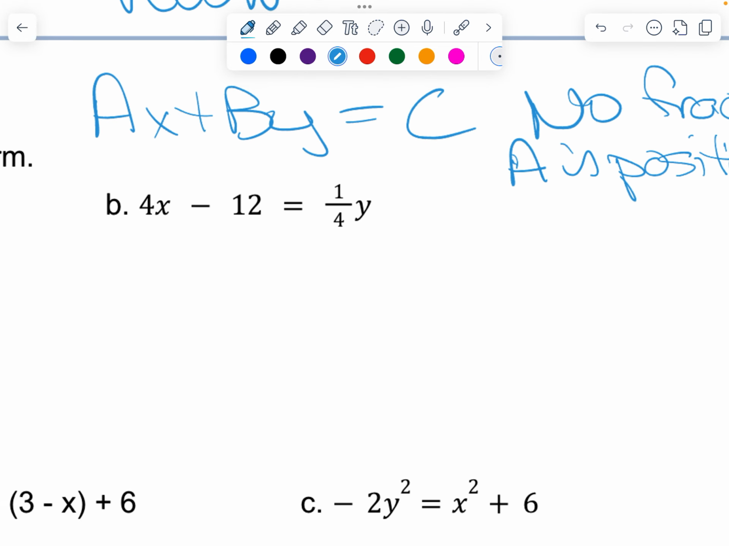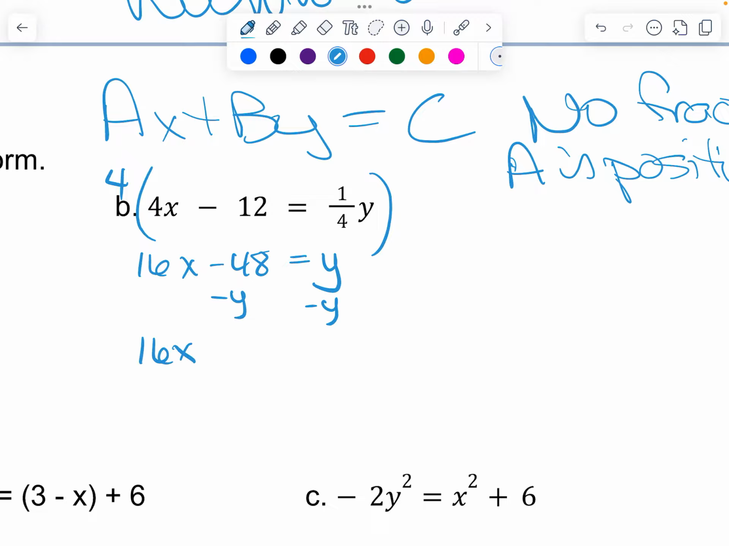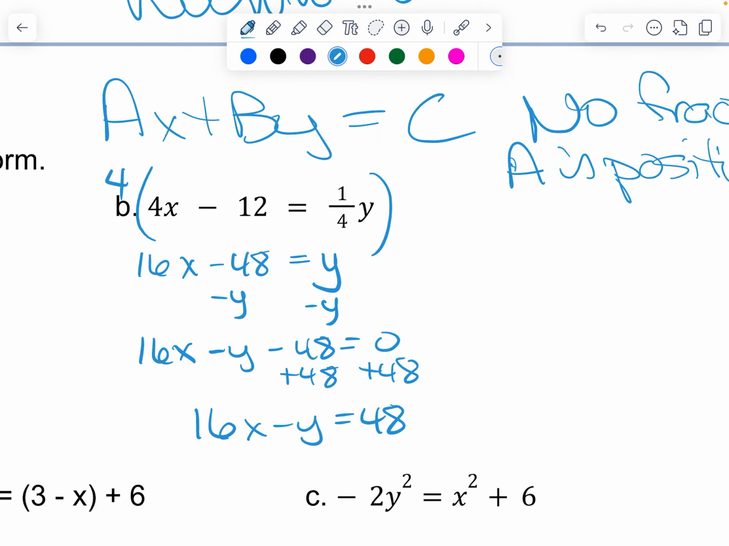Okay, over here. Again, I don't want a fraction, so I'm going to multiply everything by 4. 16x minus 48 equals y. The y needs to go on this side, so I have 16x minus y minus 48 equals 0. I need the c to be on the other side, so I'm going to move it. I get 16x minus y equals 48.